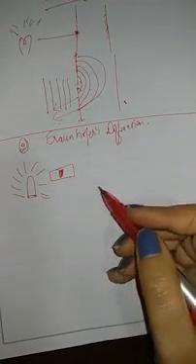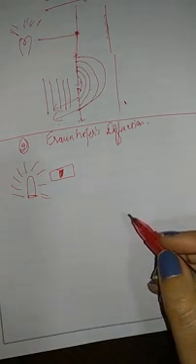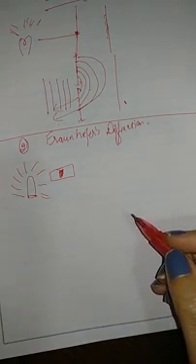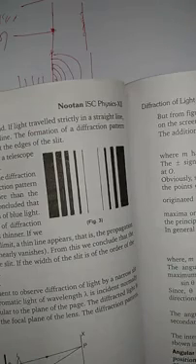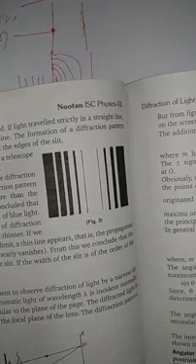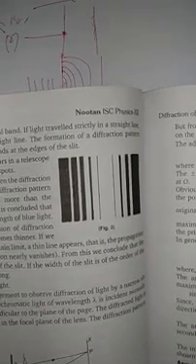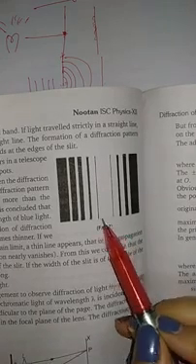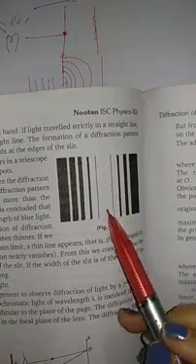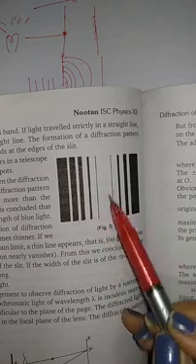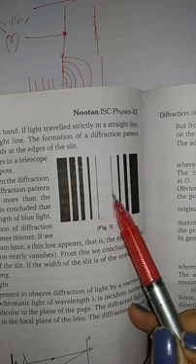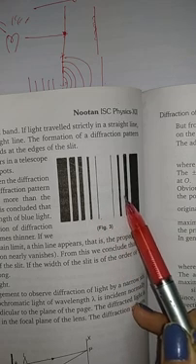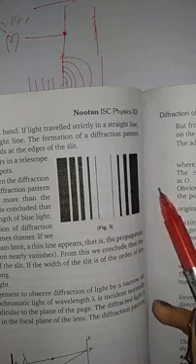We observe a central bright band with narrower, alternately dark and bright bands on both sides, of decreasing intensity. I will show you the diagram which is there in the book. Such a pattern is seen on the screen. This central one is the central bright fringe. The intensity over here is maximum, and the intensity of the bright fringes becomes lesser and lesser as we move further.